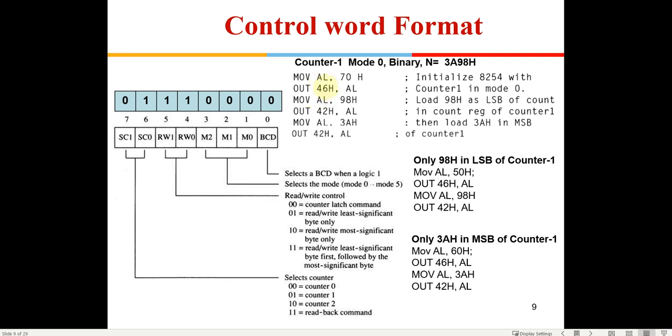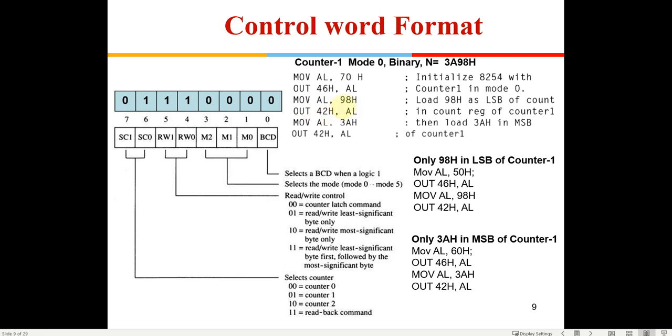Now I told you this could be 43 also, it depends on how the circuit is connected. If pins A0 and A1 of 8086 are connected to A0 and A1 of 8254, then this will be 43. Now you want to move first the LSB, that is 98. So you write MOV AL, 98, and OUT 42. Now 42 corresponds to the address of counter 1. Again, if A0 and A1 of 8086 are connected, then this will be 41. Here we are assuming the A1 and A2 pins of 8086 are connected, so that is why it comes to 42, otherwise it will be 41.